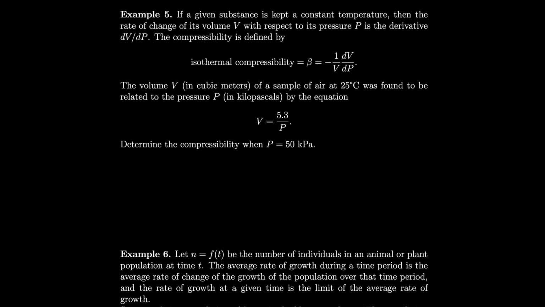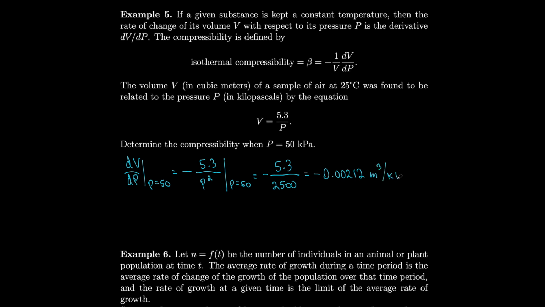So we want beta at P equals 50, so that means first we have to calculate what dV/dP is at P equals 50. So if V is 5.3 over P, that's the same as 5.3 times P to the minus 1. So we move that minus in front. We get minus 5.3 over P squared because we reduce the power of P by 1. Okay, so that's plugging in 50. We get minus 5.3 over 2500, which is equal to minus 0.00212 cubic meters per kilopascal.